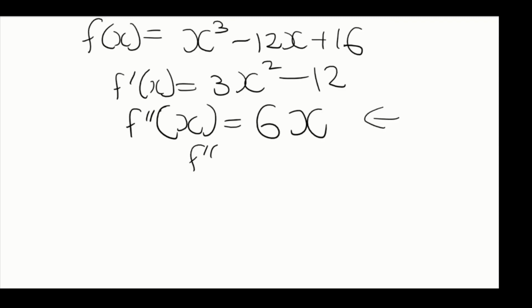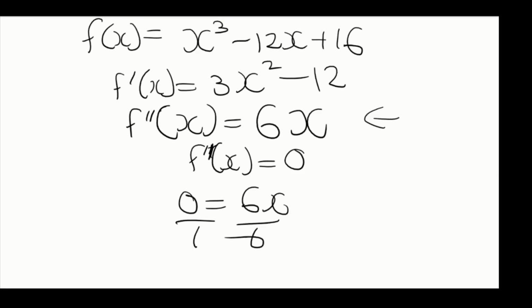So this defines the point of inflection. To find the x coordinate of the point of inflection, you equate the second derivative to 0. So 0 equals 6x, then you divide by 6 both sides, x equals 0. So this is the x value of the point of inflection.